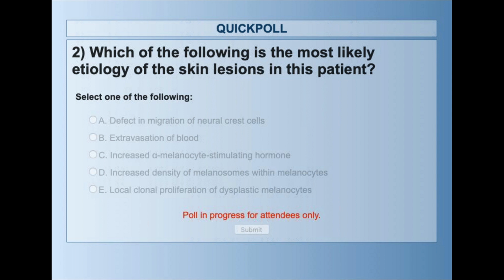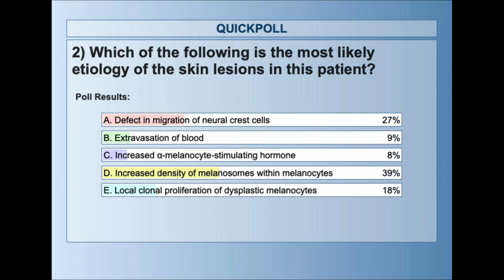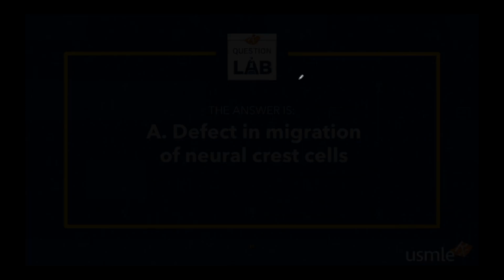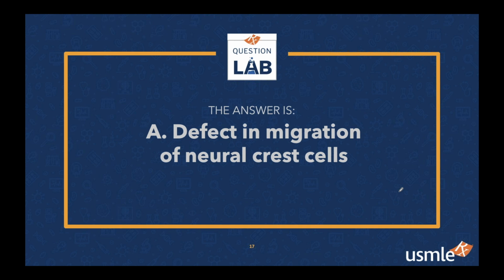All right, I see most of you have voted. Let's take a look and see what you selected. It looks like 39% of you selected increased density of melanosomes within melanocytes, and in second place with 27% was defect in the migration of neural crest cells. Let's see what the correct answer is. The correct answer is A, defect in the migration of neural crest cells, and 27% of you got it right. A challenging question indeed, but don't worry, pay attention to Paras, and you'll be able to master it.